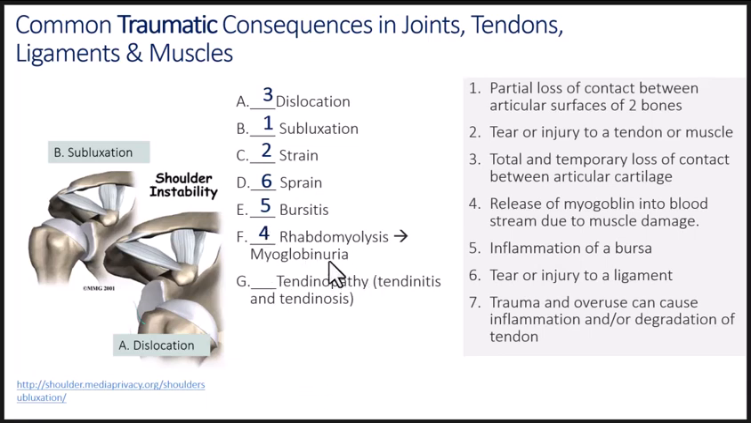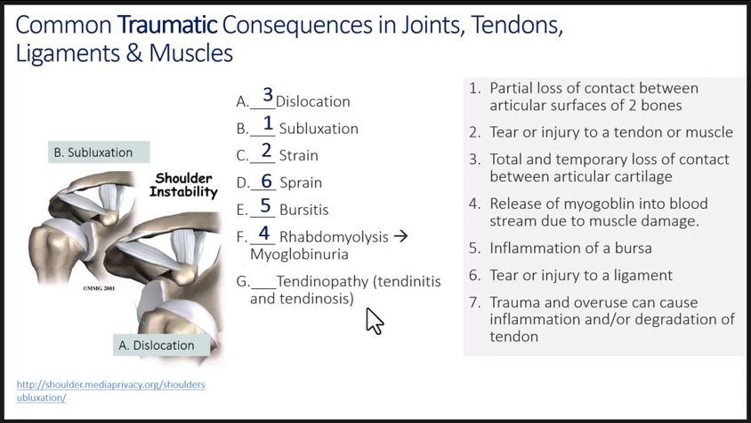The definition of rhabdomyolysis is the rapid breakdown of muscle. So muscle is damaged severely. It releases one of its proteins, a pigment called myoglobin, into the blood. And when myoglobin ends up in the blood, it does indicate that there's been muscle damage, and enough myoglobin can be in the blood that it ends up being filtered through the kidney into the urine. And that's what myoglobinuria is: the presence of myoglobin in the urine. And again, that would be indicative of muscle damage.